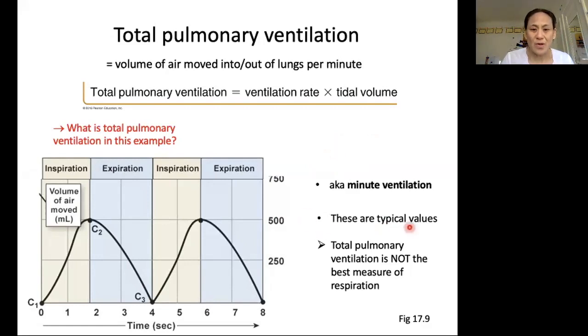I also want to let you know that these numbers we have used are pretty typical values. The ventilation rate and the tidal volume are typical for a person at rest. However, now that you know how to calculate total pulmonary ventilation, I'm going to throw a wrench in things and tell you that total pulmonary ventilation is actually not the best measure of respiration.